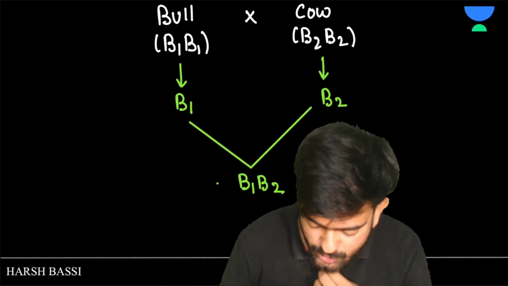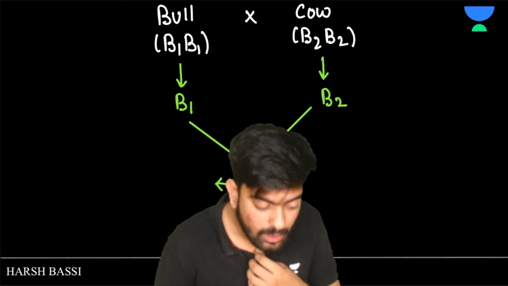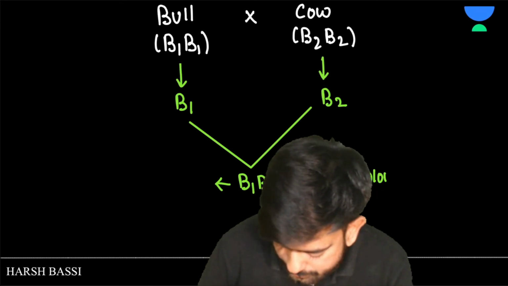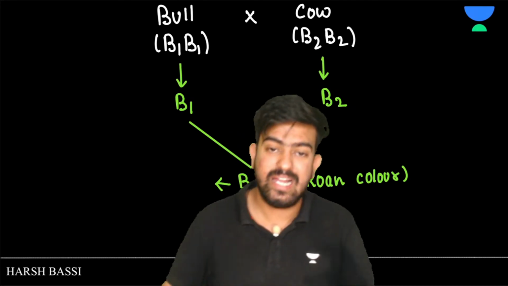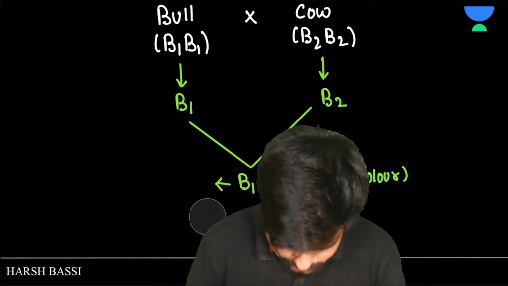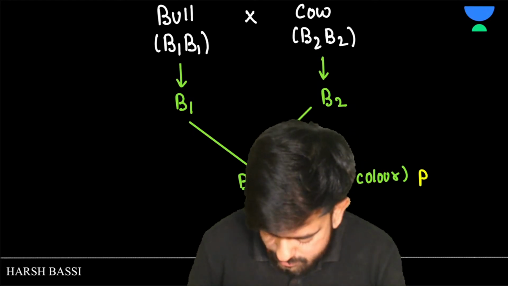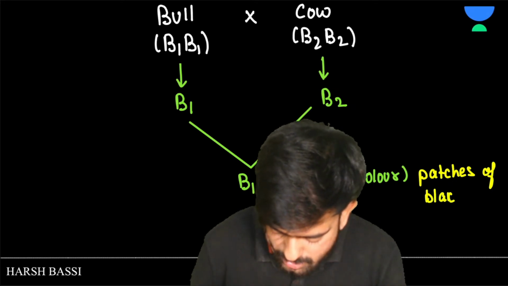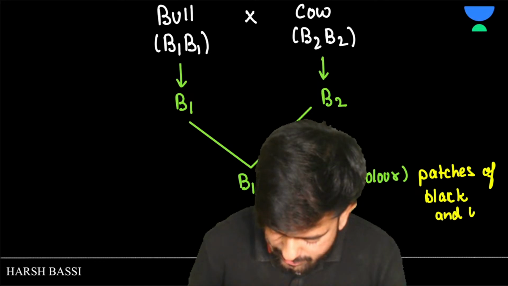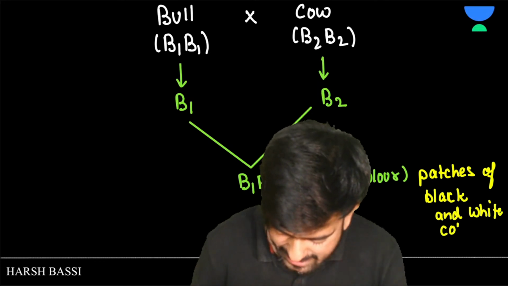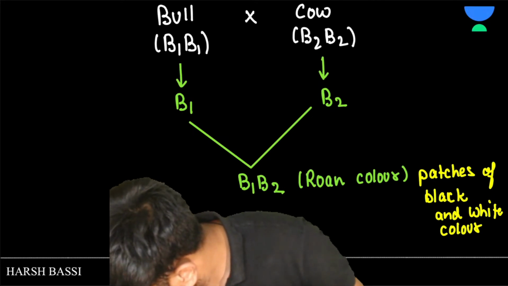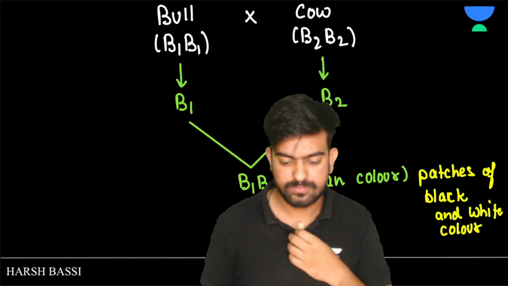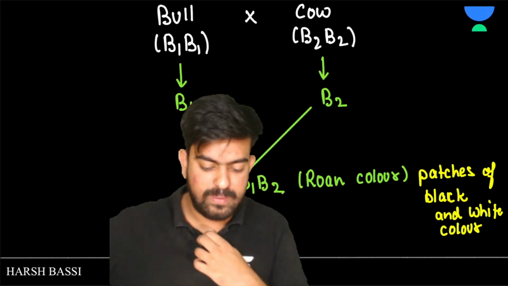The phenotype which you are going to get is the roan color. What is roan color, sir? We don't know. Roan color is basically the patches of black and white color. Okay. Patches of black and white color. Clear? That's great. Vanika, are you there? So roan color, patches of black and white color.